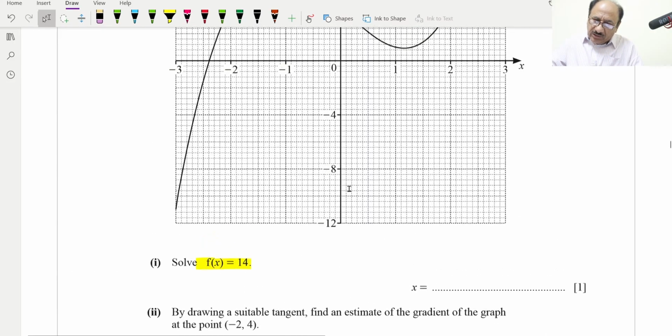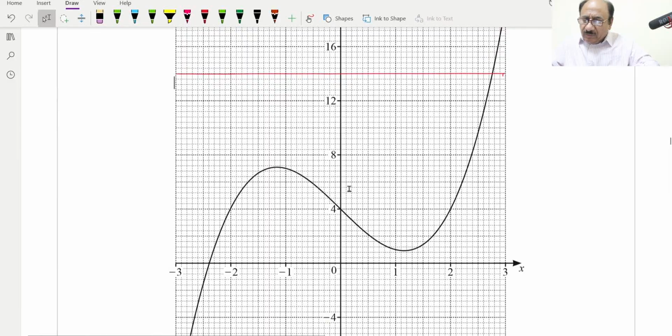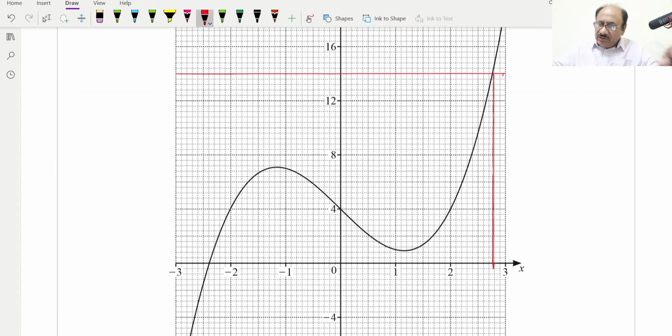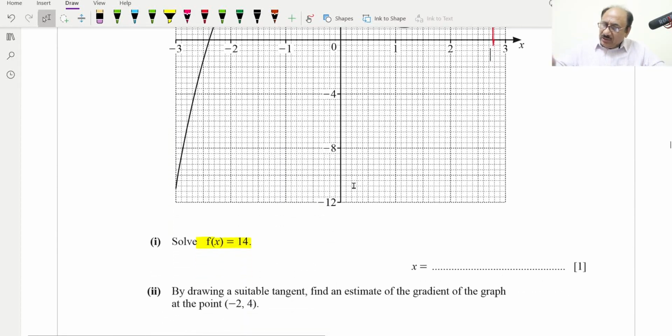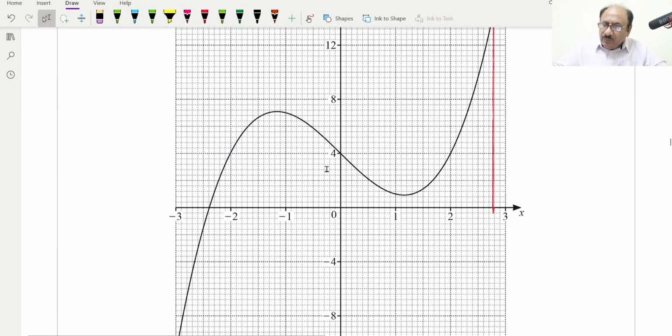Basically we need the x value, so from here we can check the reference, and this reference goes up to this point. You can see this is a little less than 3, so we can write 2.7, or even 2.8 will be correct. So I will write 2.8 or 2.7, both are basically correct.